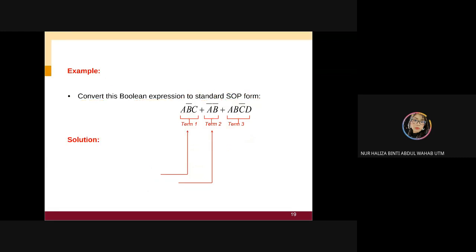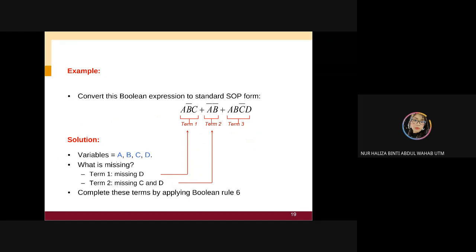So in the proper way, you can see here what variables you have: A, B, C, D. What is missing? For term 1, you are missing D. For term 2, you are missing C and D. Complete the following using rules number 6.